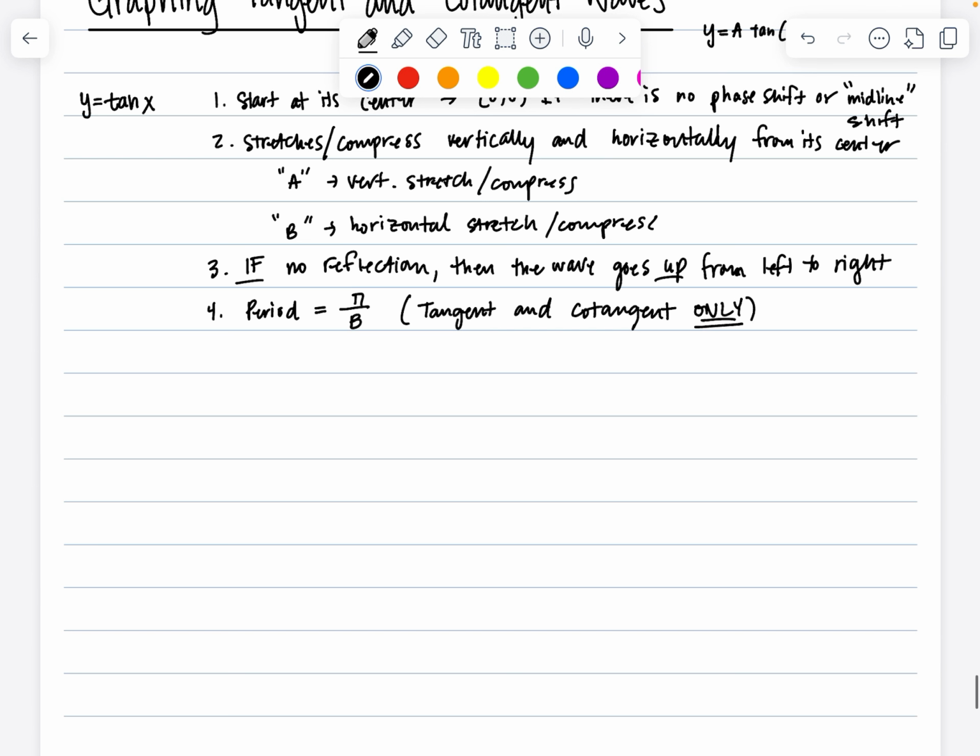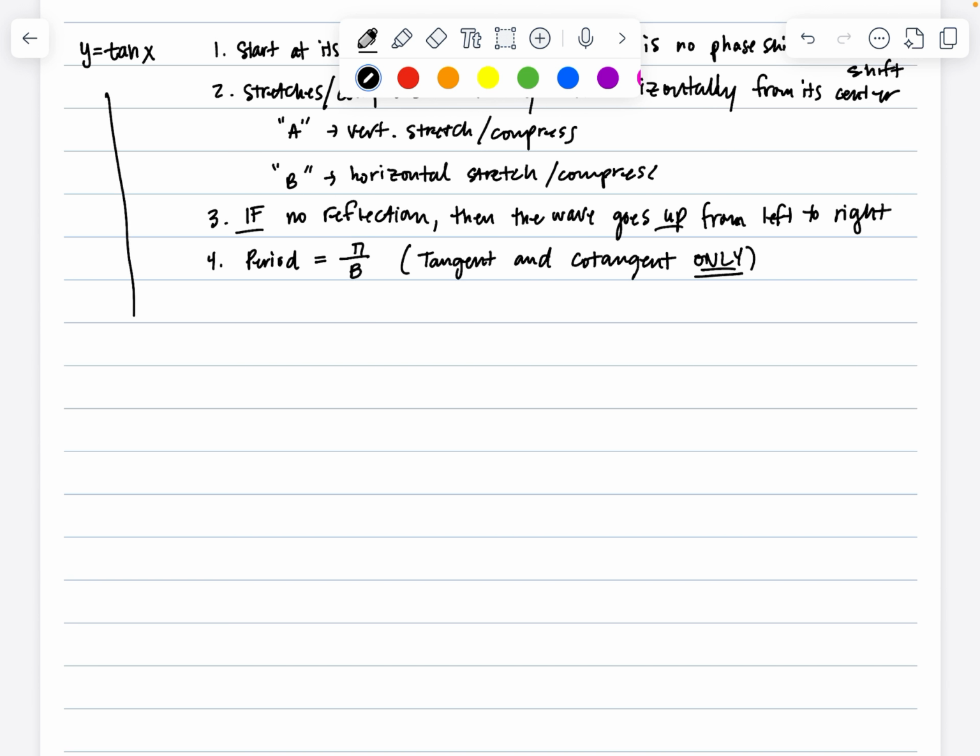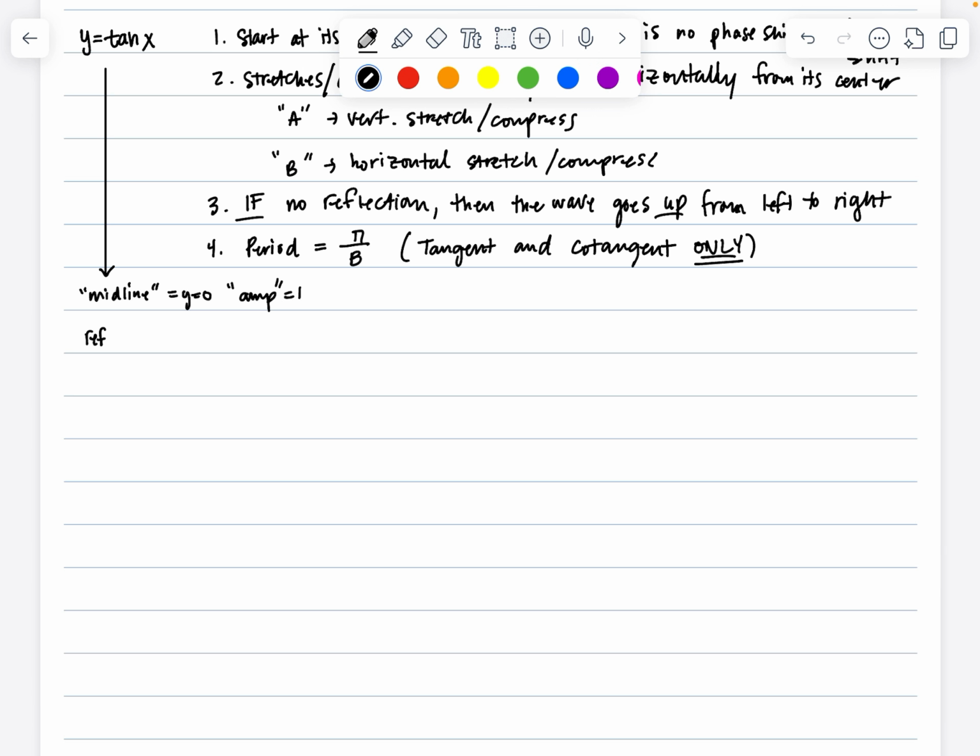So let's graph a tangent wave. If this is our case, we can still evaluate what would eventually be our fake midline, because it's not a midline anymore. It is a vertical shift. In this case, there's no d value here, so this is 0. If you want to put y is equal to 0, even though it's not an equation anymore. Amplitude in this case is 1, but this is a fake amplitude because it's not really telling you where the max and min are, because there is no max and min. We'll talk about that later. Reflection is still true.